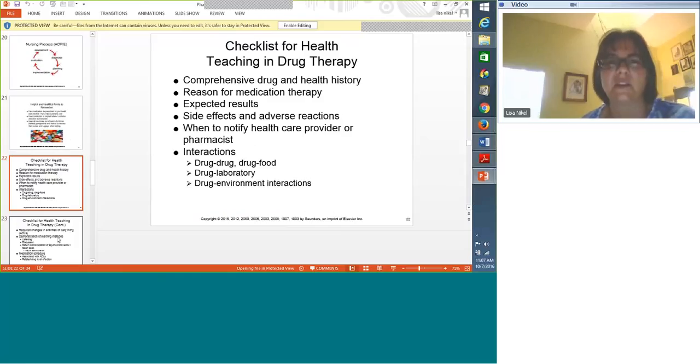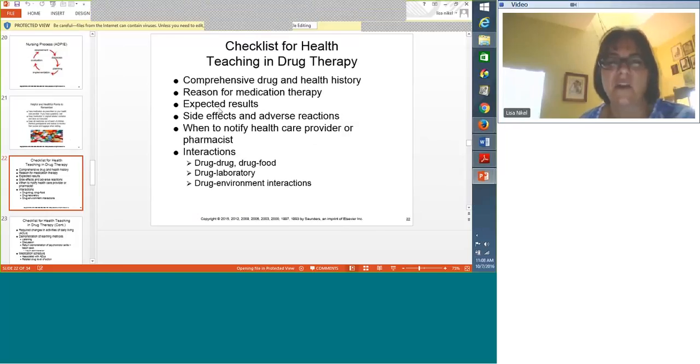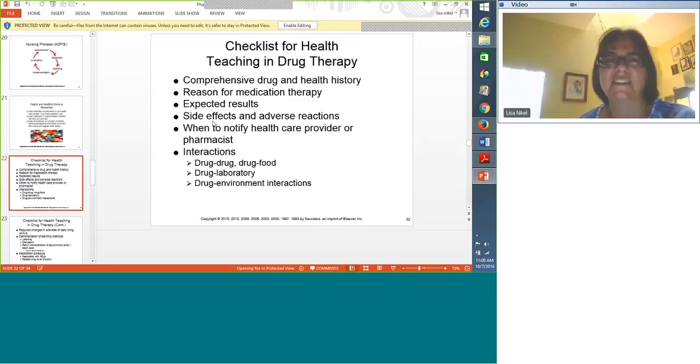And part of what makes us a better nurse is that if we can explain it to our client, we have to have an understanding of it. So it's like a double checkpoint. We want to make sure that we're teaching expected results, side effects, and adverse reactions, and when to notify the healthcare provider or pharmacist. We also want to be mindful of interactions with other drugs, foods, maybe some laboratory testing the client is going to have done, or some environmental interactions.